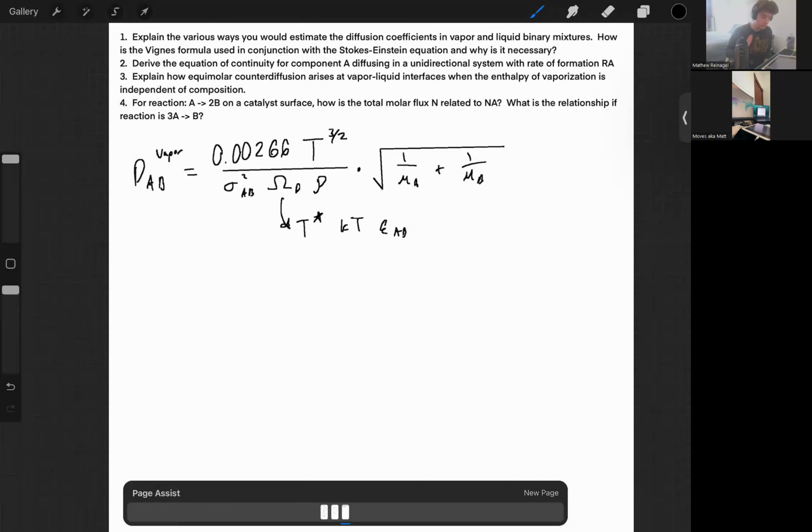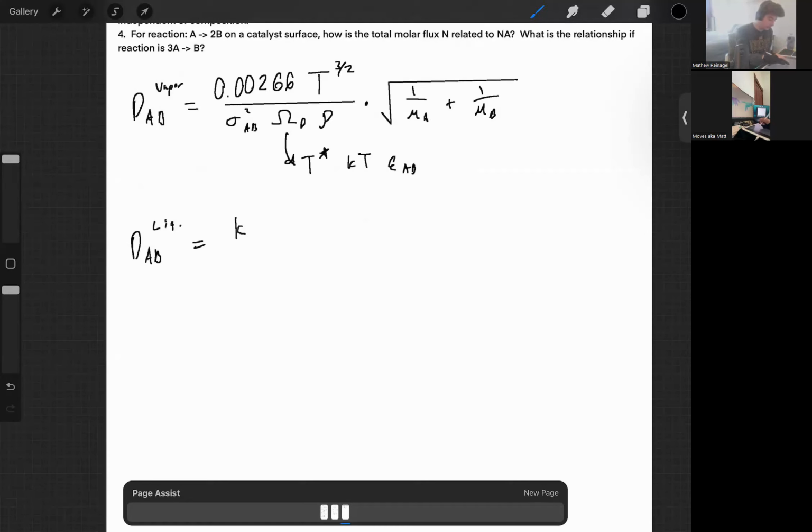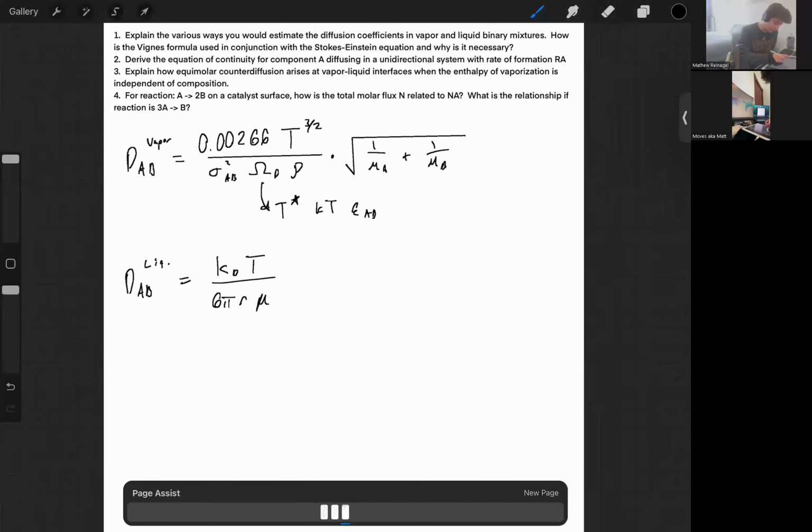So liquids are a little bit different. If we look at the diffusion comparing something like A and B in liquids, you have one equation for this, at least we did in the textbook. This is the Boltzmann constant multiplied by temperature over 6 pi, the atomic radius, and the viscosity of your system. This is a fine theoretical equation. This is what we call the Stokes-Einstein equation.